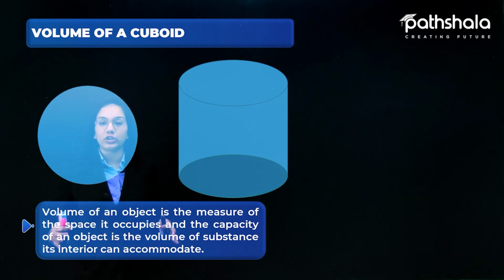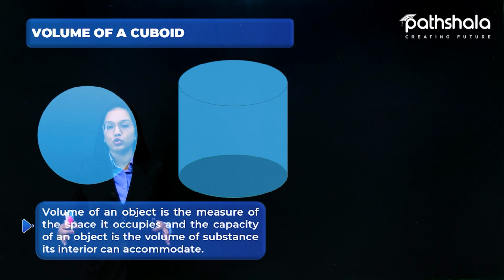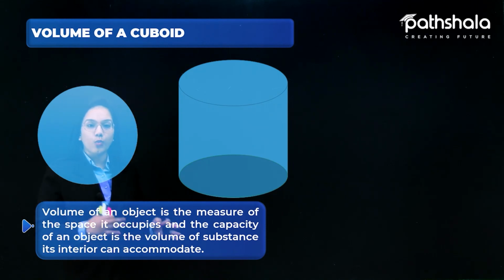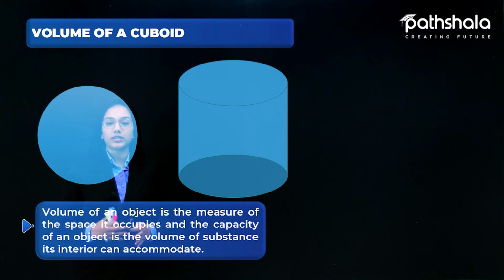So these two things are really important to know: what is the volume and what is the capacity of an object. So this is all about the volume and the capacity. Since we are talking about the volume of a cuboid, let's move on towards the cuboid.